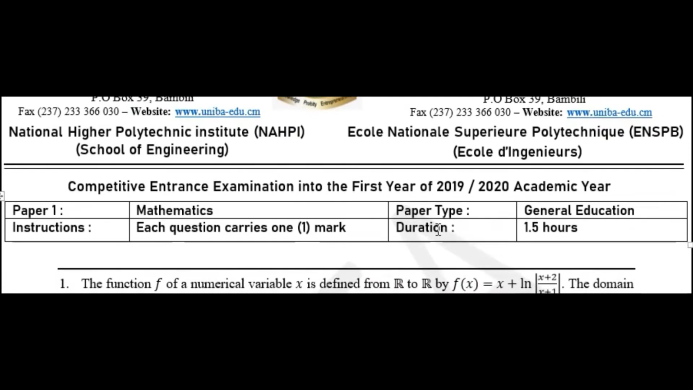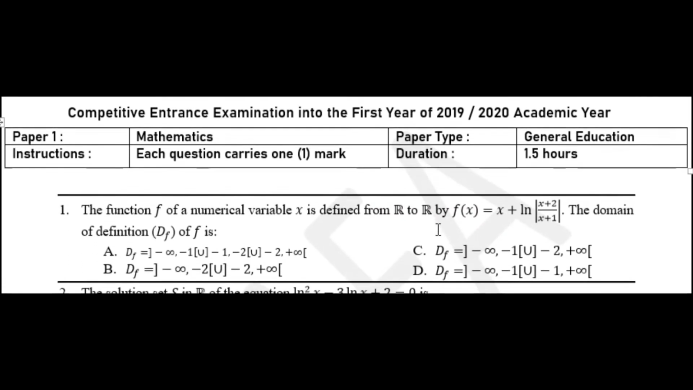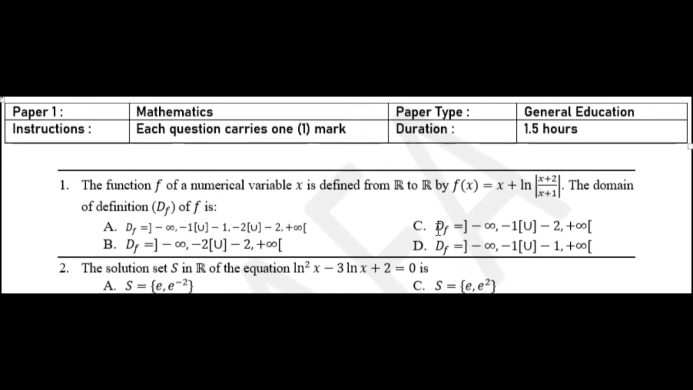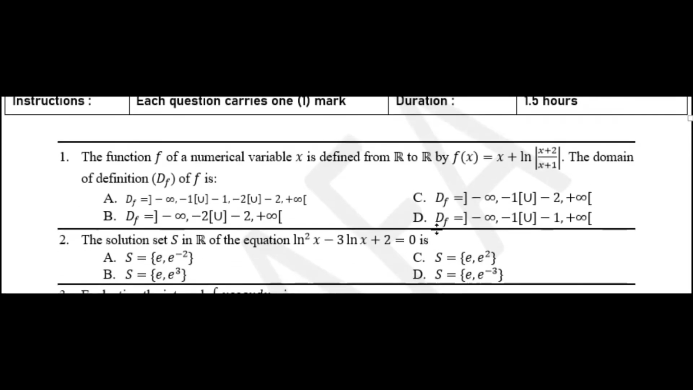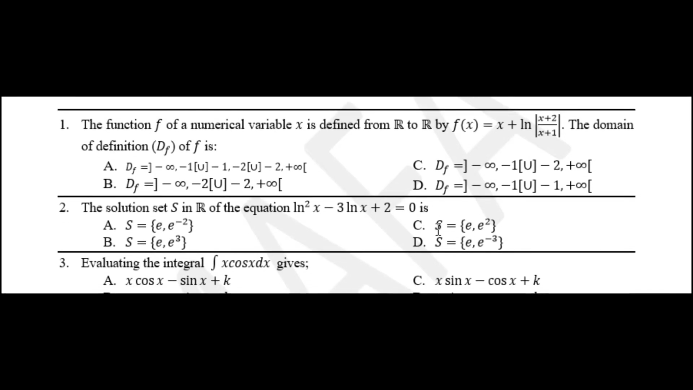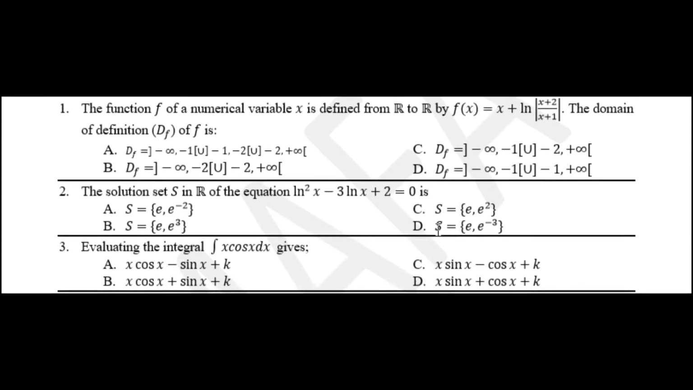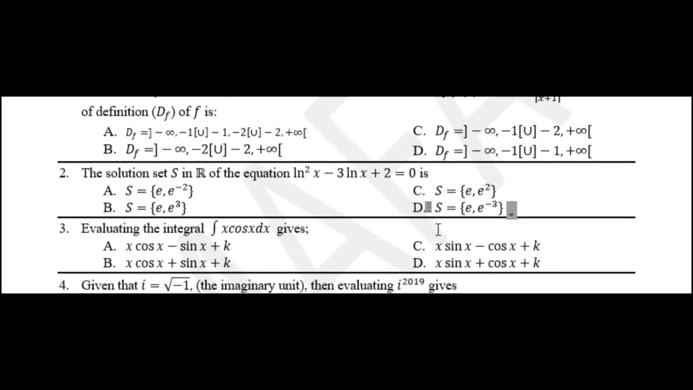Alright, so I'm just going to display the questions, not solving. You can solve and give your answers in the comment section, and then later I'm going to upload the solutions to the various questions, specifically the numerical answers. Alright, so there is question 1. It's on functions, finding the domain of definition of a function. Now as you can see, those are the various responses.